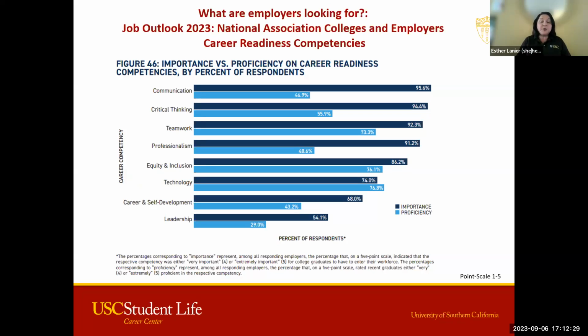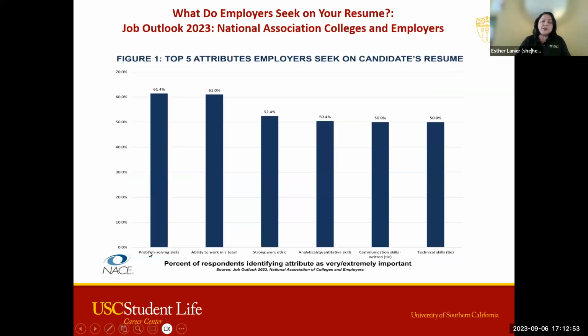These are skill sets you might also find through various interactions with employers or in the job descriptions that you read. So it's key to keep these skill sets or competencies in mind as you're crafting your resume along with your cover letter too. They also share the top 5 attributes that employers seek in candidates on their resume: problem solving, ability to work in a team, a strong work ethic, analytical and quantitative skills, and communication skills. You can see some of those already repeat from the prior slide. They're giving you the attributes that employers are looking for according to their standard.